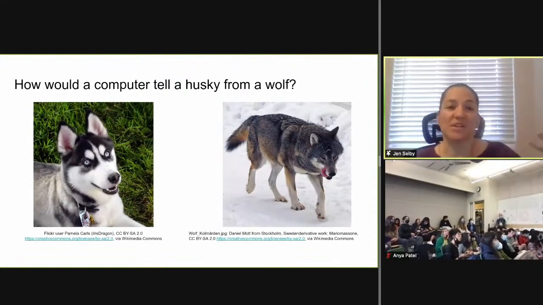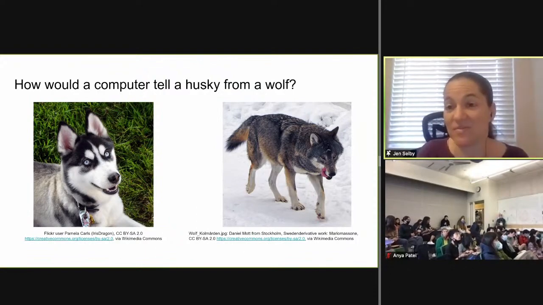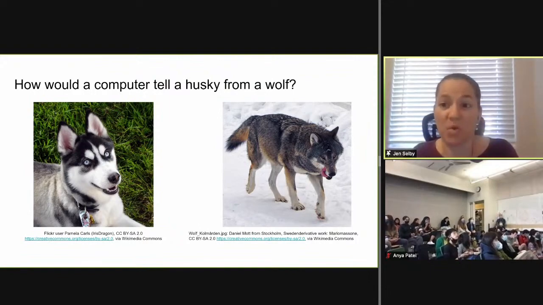So here's one example of a program that was trying to be able to tell different species of animals from one another. And it was amazingly good. It could tell even things that humans might sometimes have trouble with, such as telling a Siberian husky from a wolf, right? Especially in some images, it might be a little bit tricky.